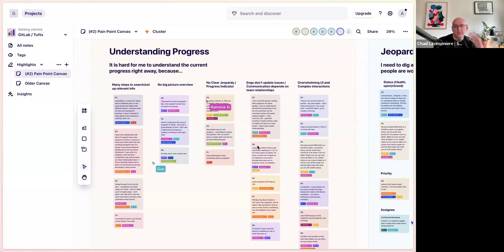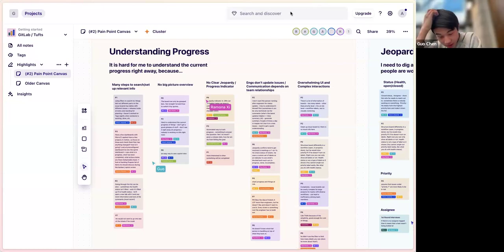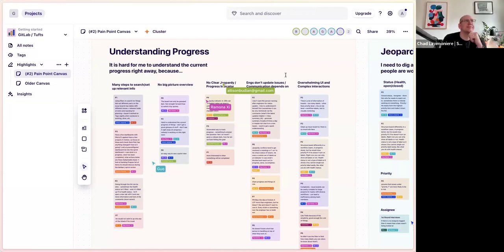And feel free to also talk through what you're thinking. Yeah, I guess I'm just thinking out loud right now. I can see some commonalities between these, in the sense that one problem is people aren't seeing necessary information at a quick glance, so they have to dig deeper into the issue to see more information. And I think having no progress indicator kind of leads to many steps to search. So I guess they are related.